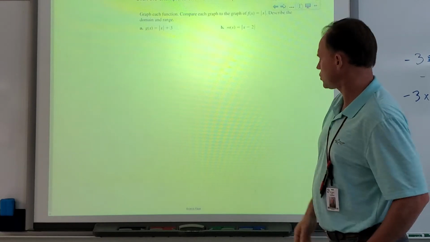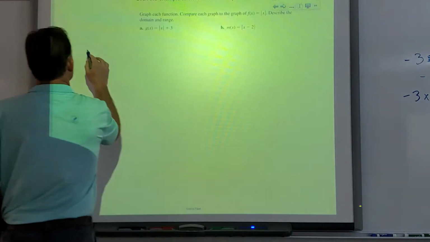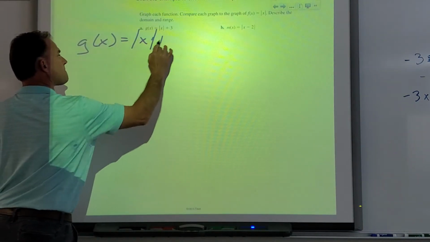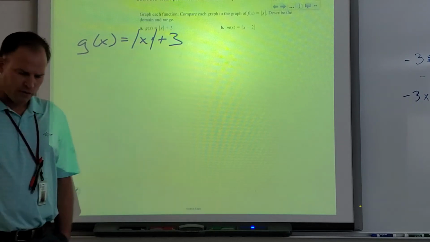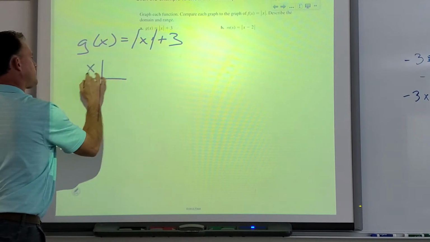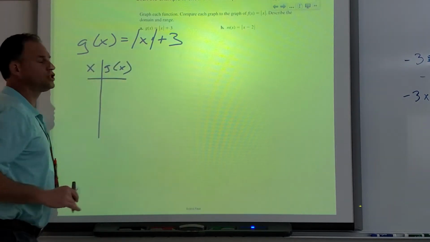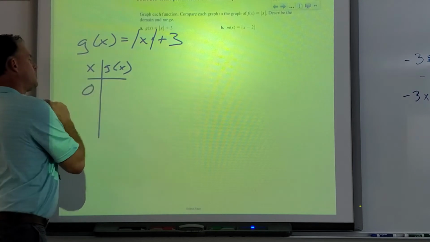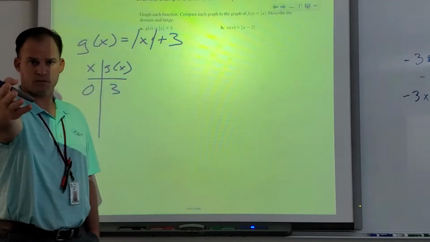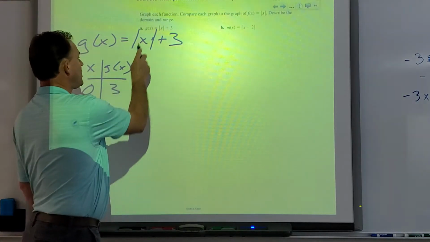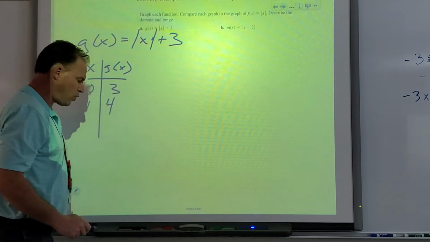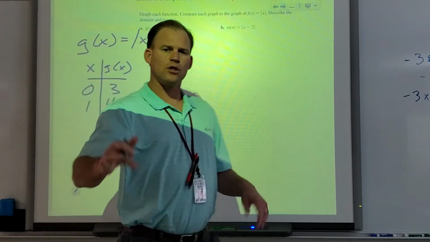So let's graph. If you don't know how to graph something, the first thing you do is chart it out. X and G of X, pick a number. 0 is a great number. Absolute value plus 3 is 3. Pick another number. 1. If I plug in 1, absolute value of 1 is 1 plus 3 is 4. So let's take a look at what's going on over here.